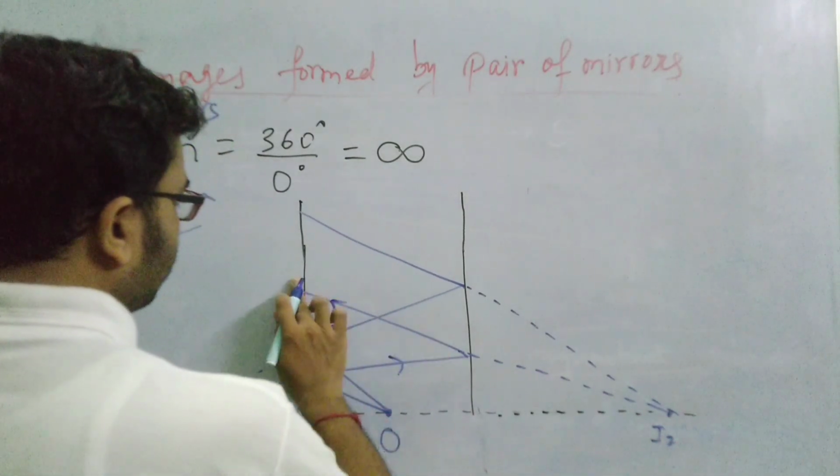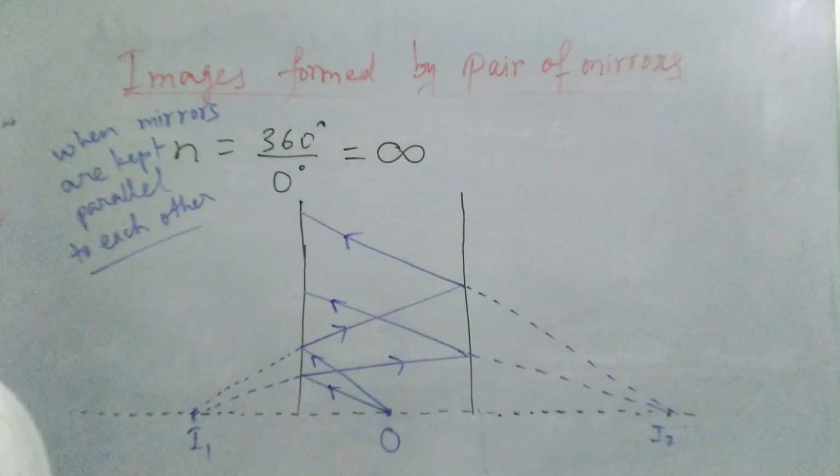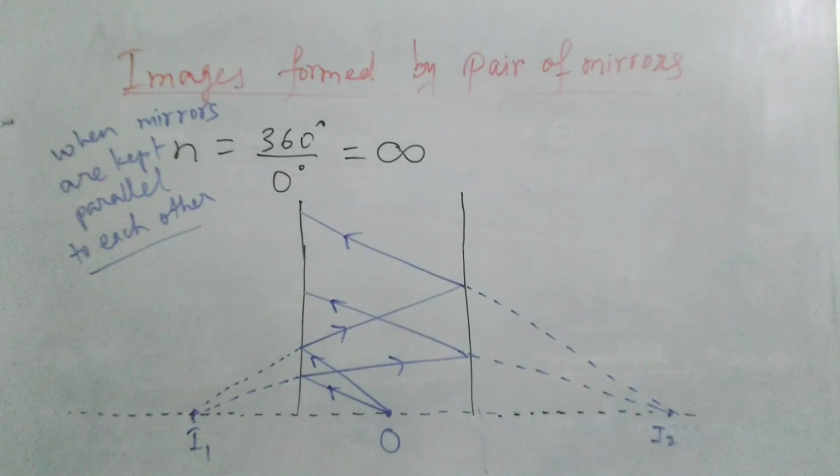The light rays keep getting absorbed each time they are reflected. So after a certain time you will definitely see a large number of images, but it will not be infinite. So this is the case when the mirrors are kept parallel to each other. Now what happens when these two mirrors are kept perpendicular to each other?